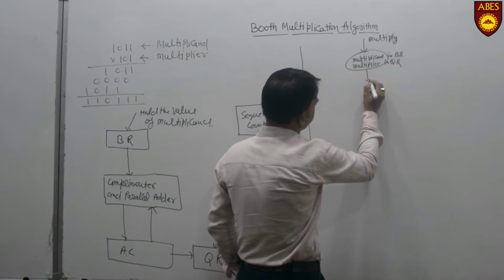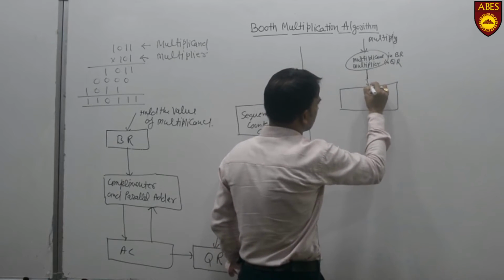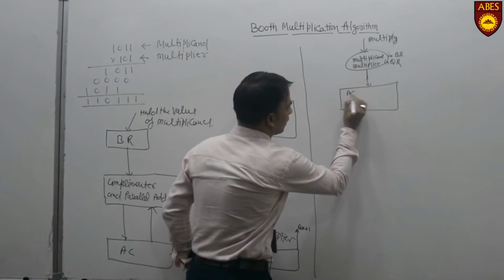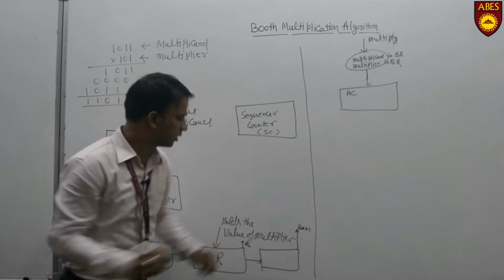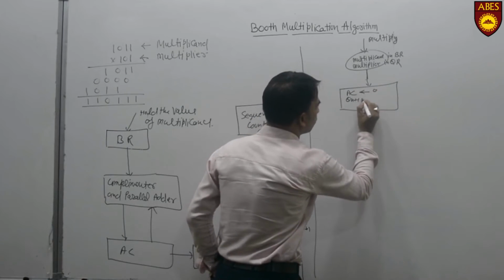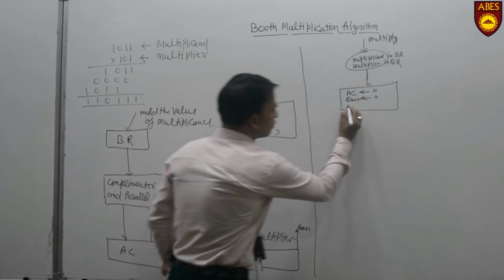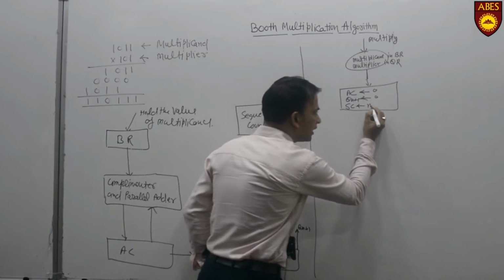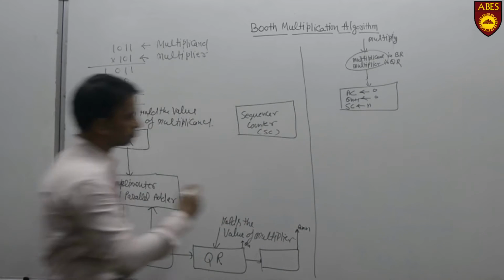Now the value of AC and the appended extra bit Qn plus 1 are cleared to 0, and the value of the sequence counter is set to a number n that is equal to the number of bits in the multiplier.